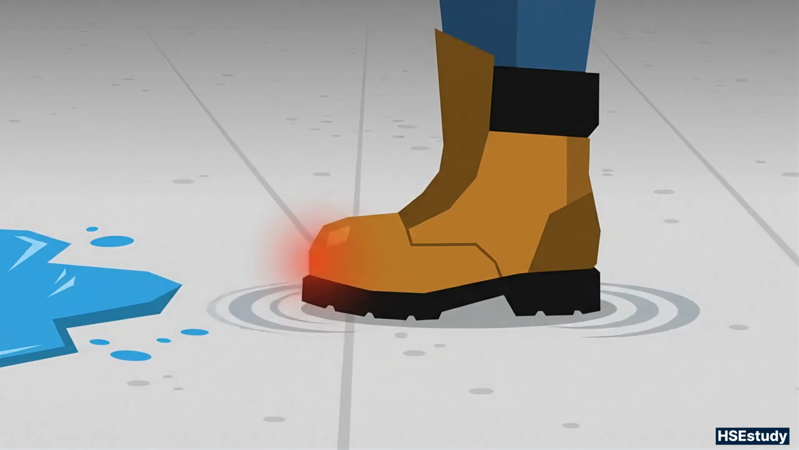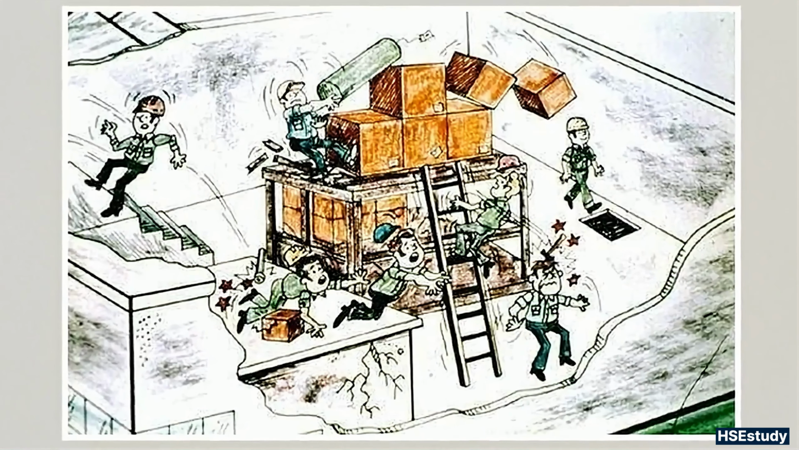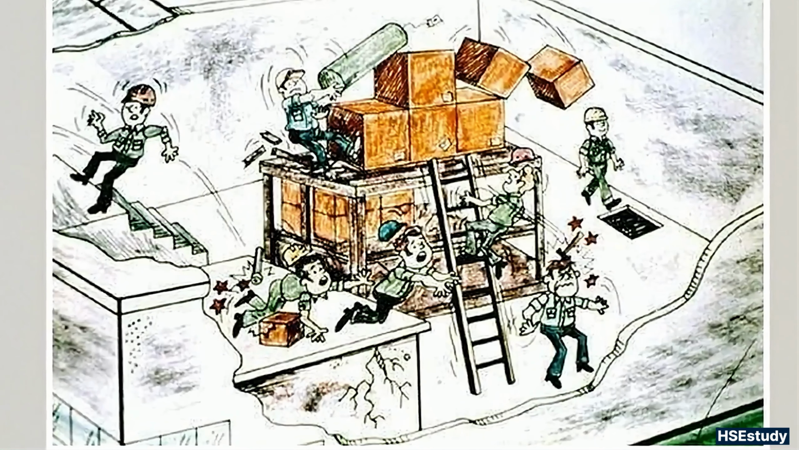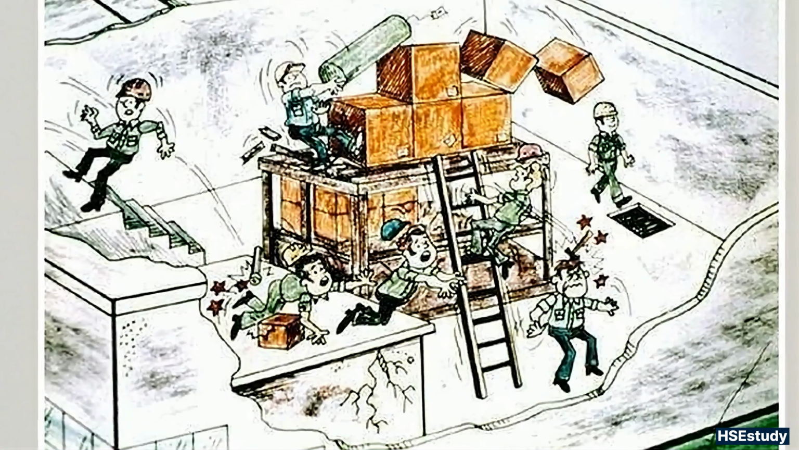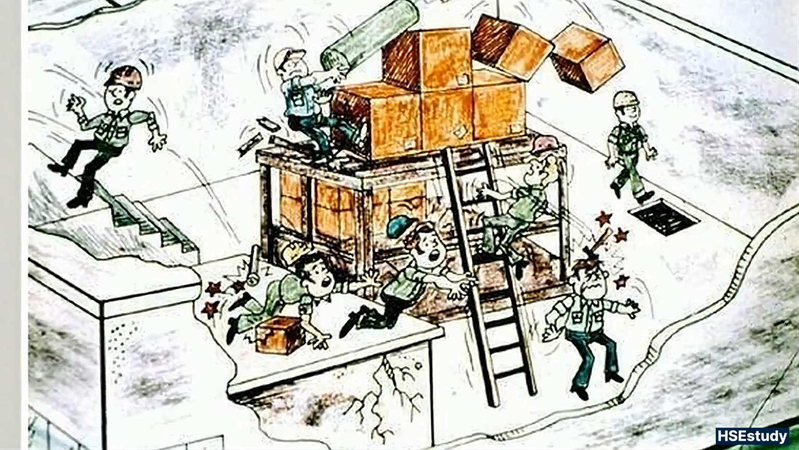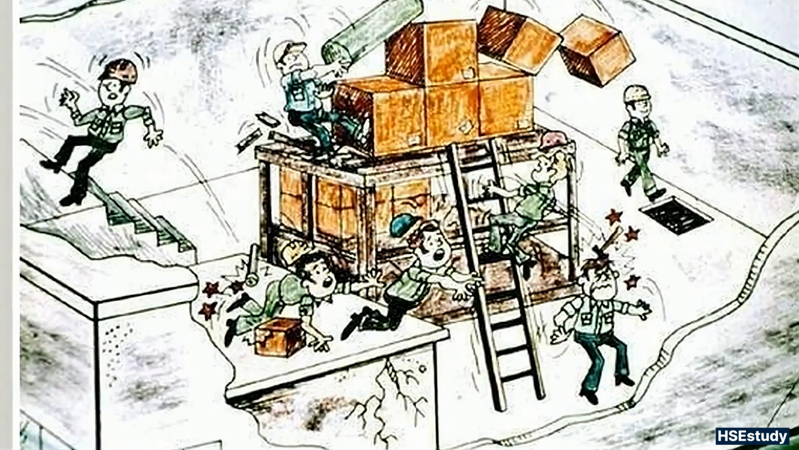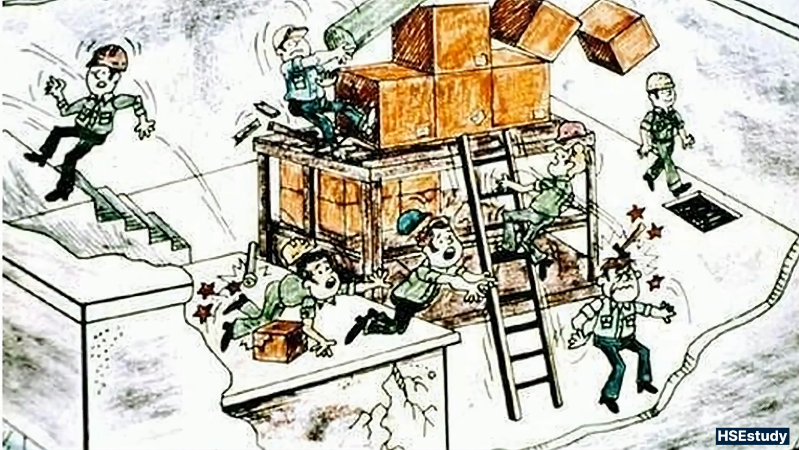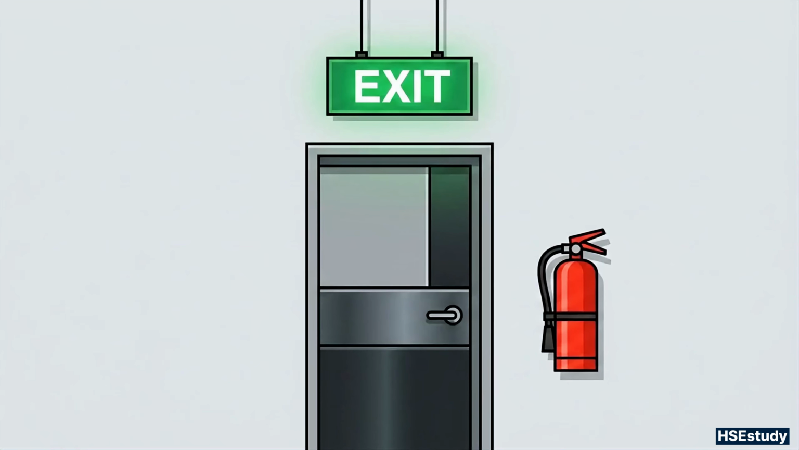This OSHA training illustration highlights a chaotic workplace where poor housekeeping creates a chain of hazards. You can see a worker losing traction on a spill while falling boxes create trip hazards. The module identifies housekeeping, keeping walkways clear and dry, as the primary control. The mandatory block continues with an hour covering exit routes, emergency action plans, and fire prevention.